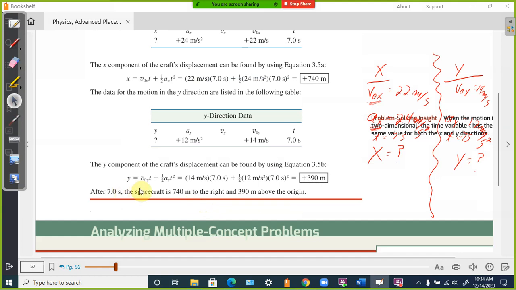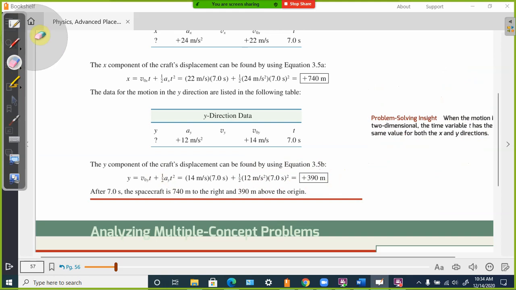So that's what we're going to do. y equals v0yt plus 1/2 ayt squared. And that's all they do. Look, we have all this information. We were given 14 meters per second, 7 seconds, and 12 meters per second squared is my ay, times 7 squared times the 1/2, and we come out with a positive 390 meters. So that's that equation. Again, nothing has changed from before. It's just a little bit more tricky now because you've got multiple directions going at one time, so you have to remember to keep them straight.